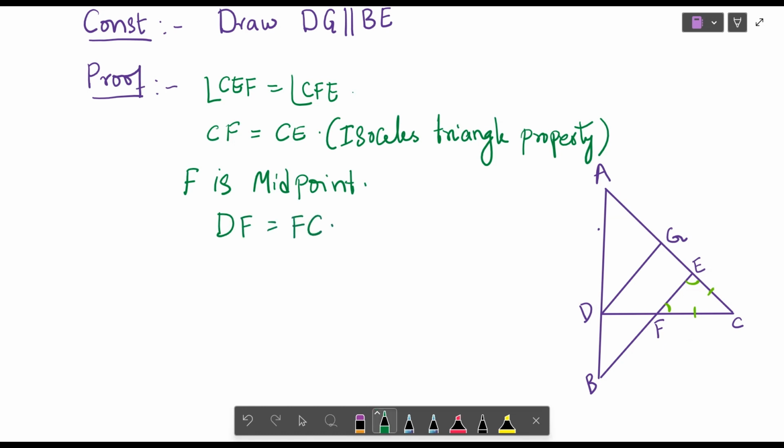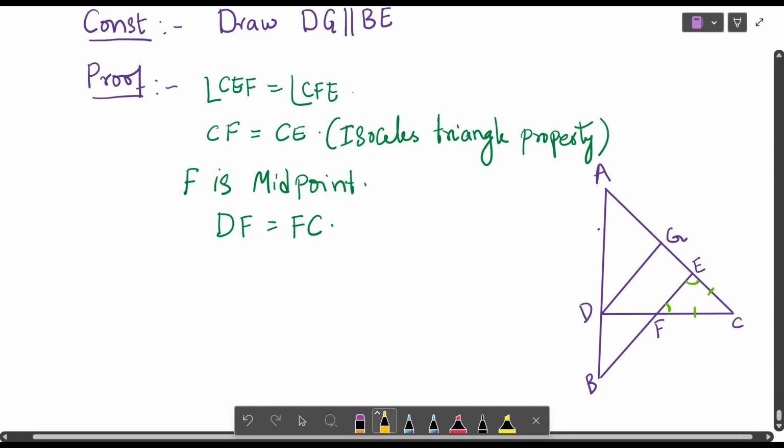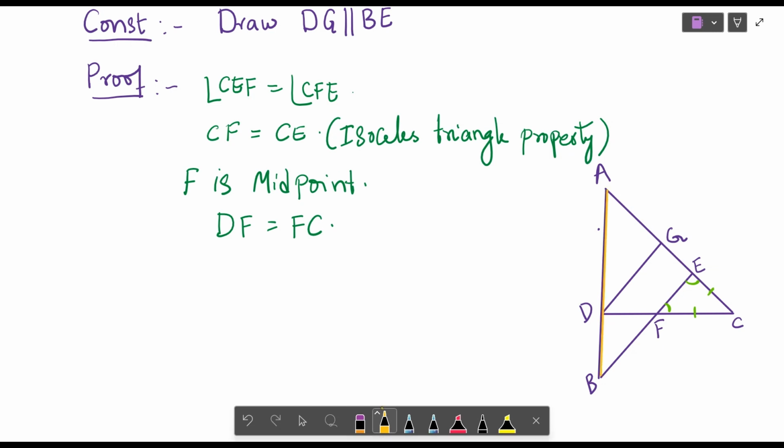Okay. So now I am going to show you two triangles here. Observe the diagram carefully. So A, B, E. Okay. And DG is the parallel line for BE. Right.